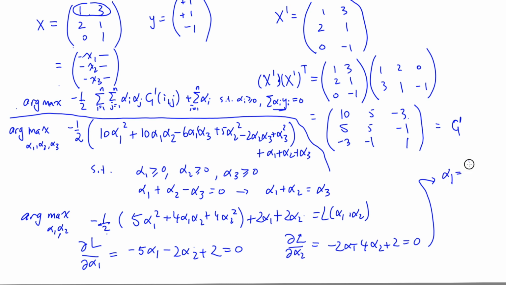Alpha 1 equals 1 over 4. Alpha 2 equals 3 over 8. And alpha 3, well, if we have alpha 1 and alpha 2, we know that alpha 3 is equal to alpha 1 plus alpha 2. So that's equal to 5 over 8. Okay, so what this tells us is that none of these alphas are 0, which means that all the xi's are support vectors.